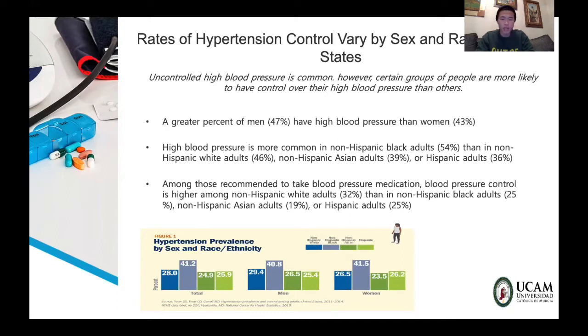Among those recommended to take blood pressure medications, blood pressure control is higher among non-Hispanic White adults, at 32%, than in non-Hispanic Black adults, at 25%. Also, non-Hispanic Asian adults are at 19% and Hispanic adults at 25%. The table here provides the comparisons between those four race or ethnicity groups.